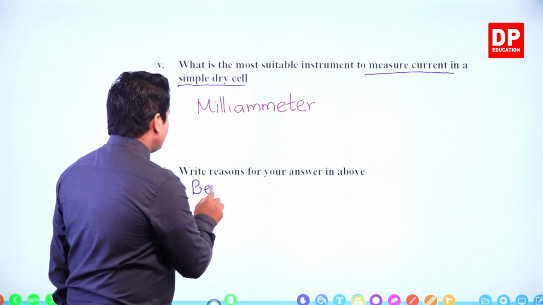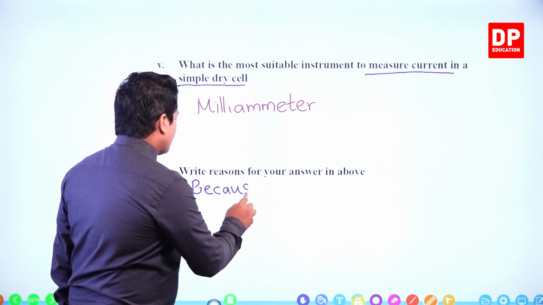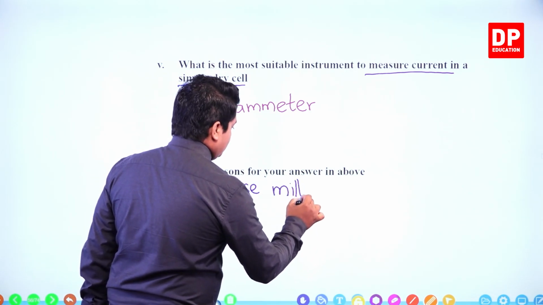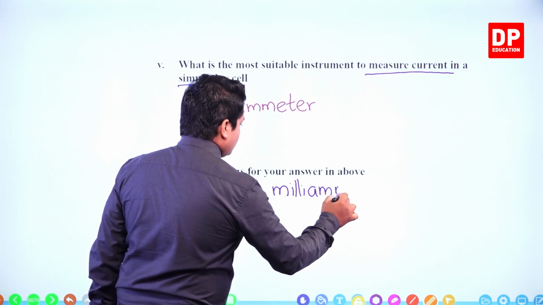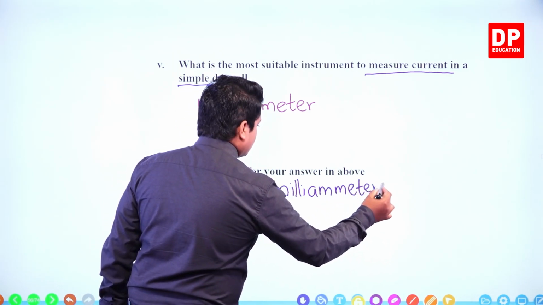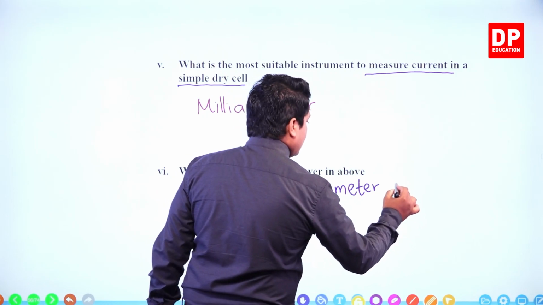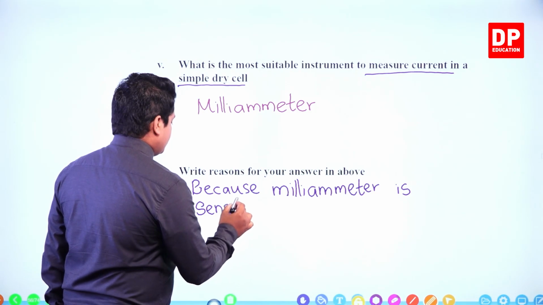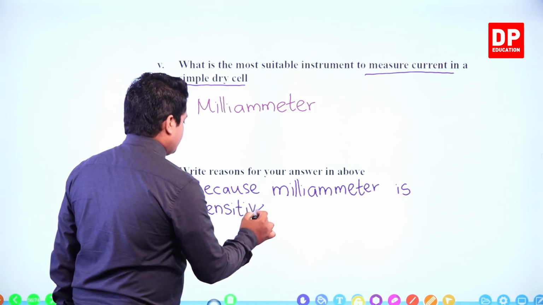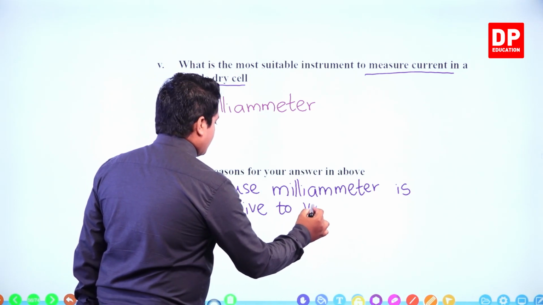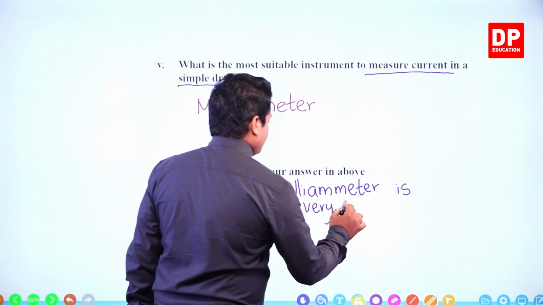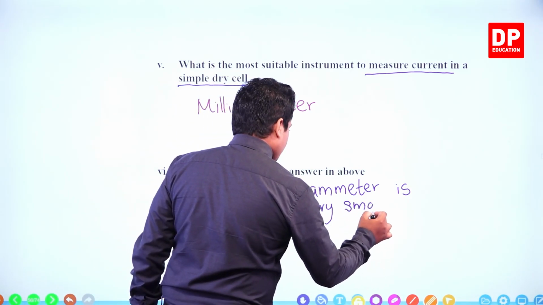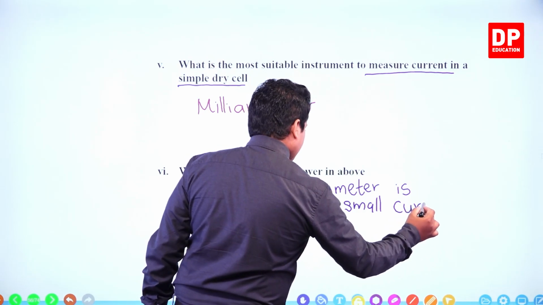Because milliammeter is sensitive to very small currents.